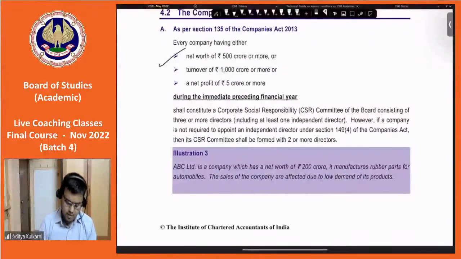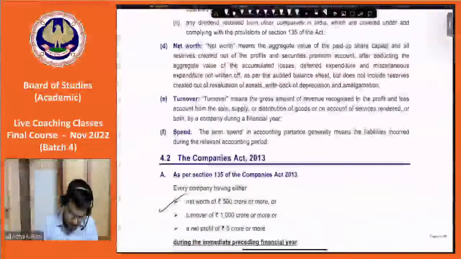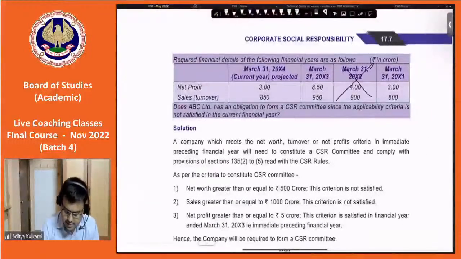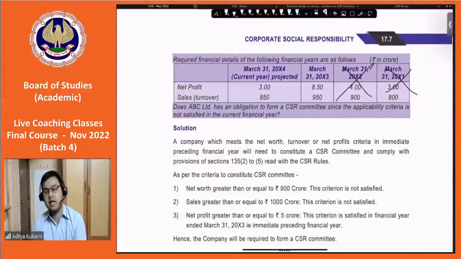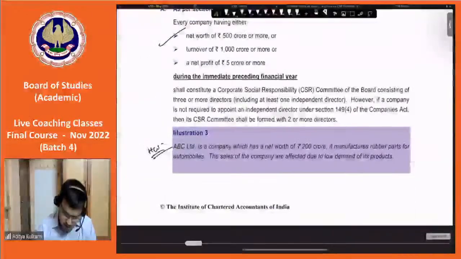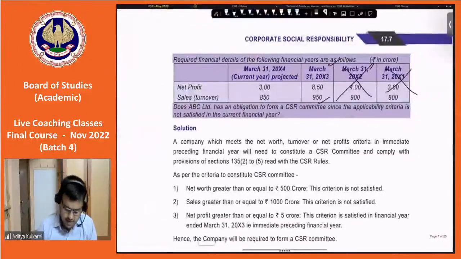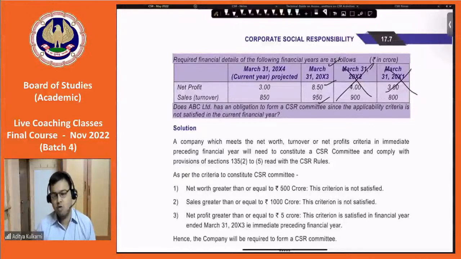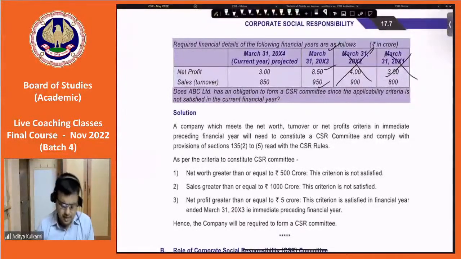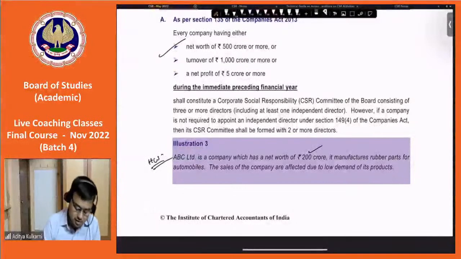We have discussed what it is, and this illustration 3 is for homework. It's very simple. You just ignore these years because they are not immediately preceding. You check the 20x3 indicators, and then decide whether it is applicable for x3, x4. Sales turnover is below 1000, yes, and net worth is below 500, also yes, but net profit of the preceding financial year is more than 5 crores. So CSR is applicable for the year 20x3, x4. This is the first condition that we have fulfilled, the first subsection that we have studied.